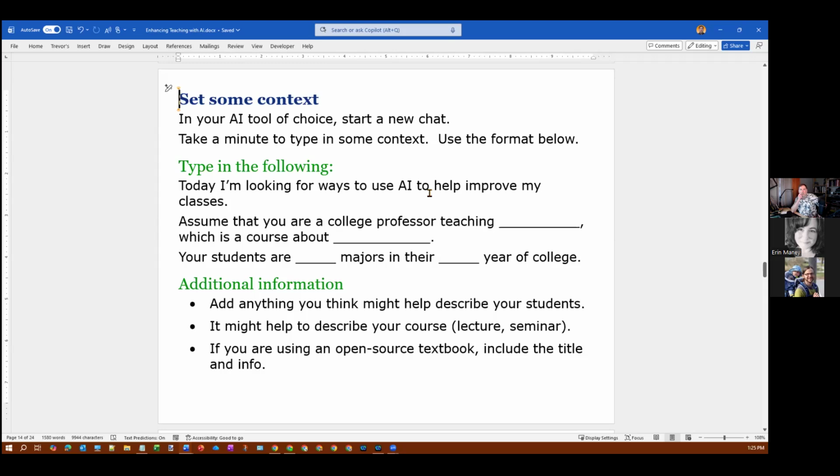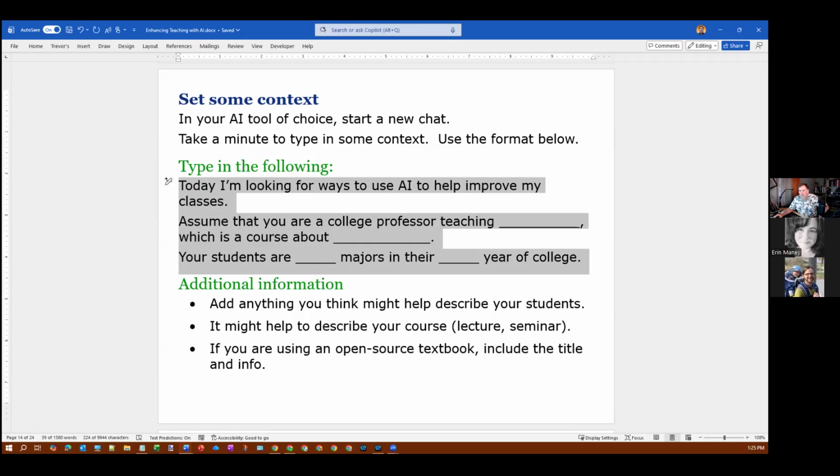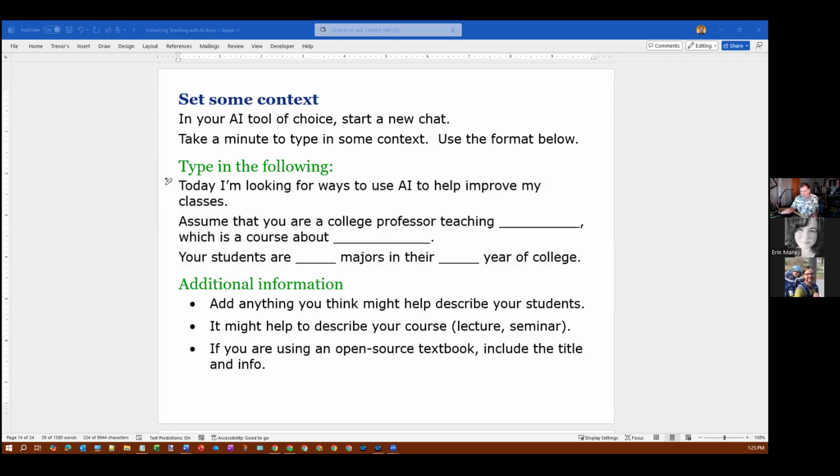Okay, so in your tool of choice, start a new chat, and we're going to add some context. So I'm going to copy this, and I'm going to paste it into the chat. For those of you who are slow typers, feel free to copy that, put it in, and see what you get, see what the response is. Depending on your model, it may jump right into talking about things. It might ask you some more questions.